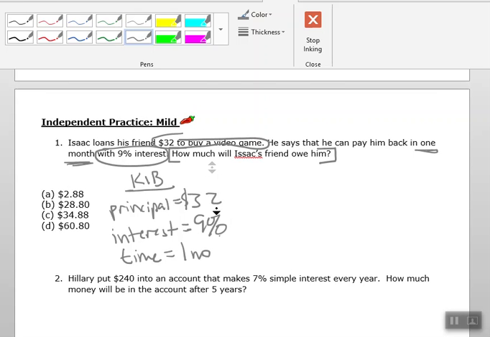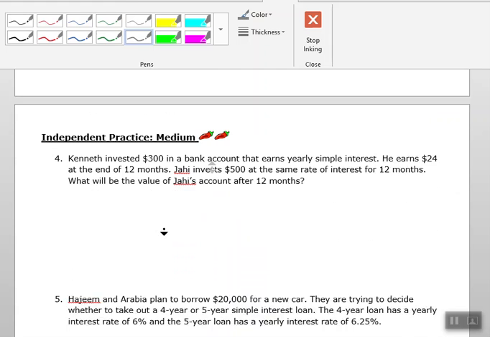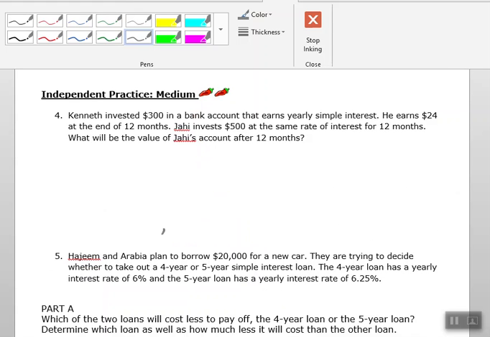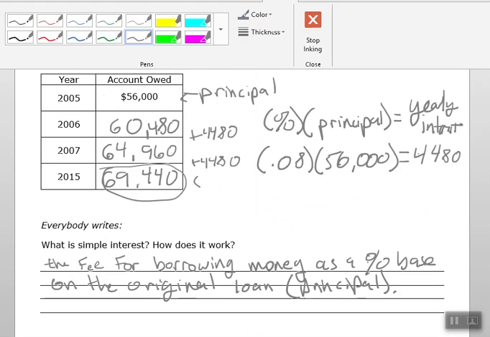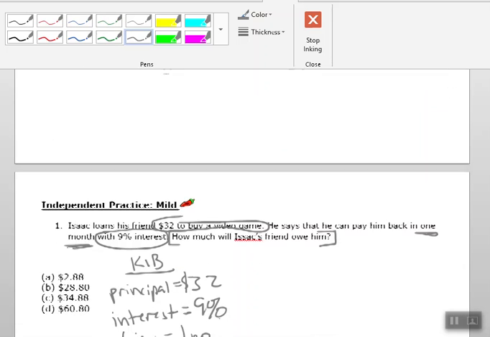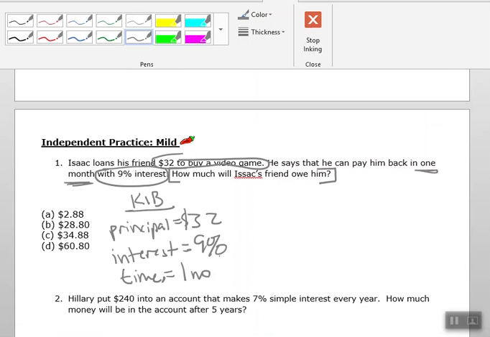So you see how many times this interest is ultimately charged. So in this case, it's only 1 time. 1 month.